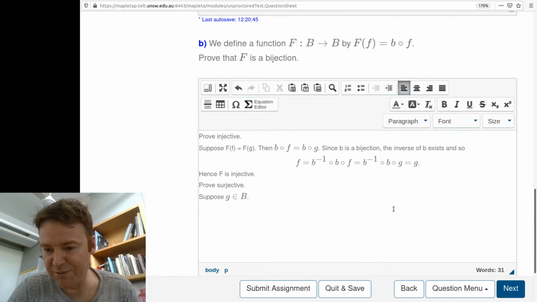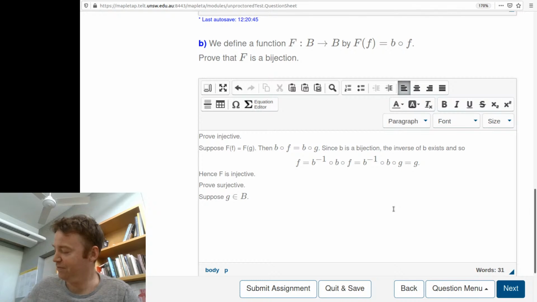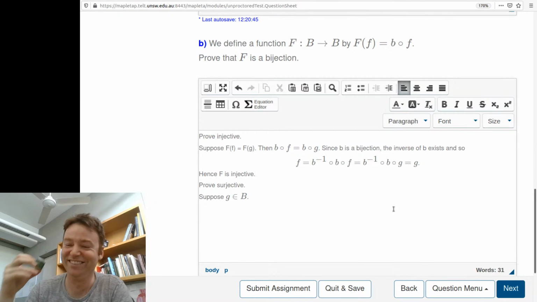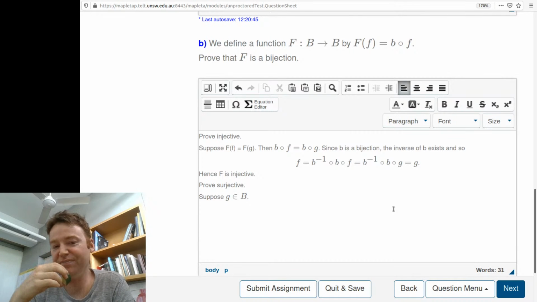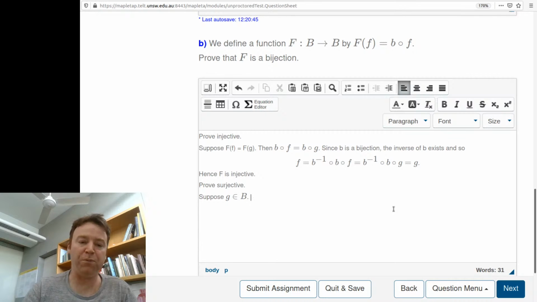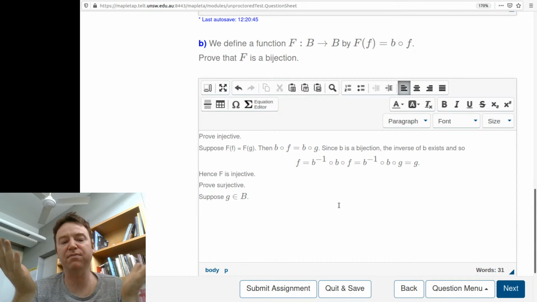Would you get penalized if you wrote b o g? No, I just think it looks prettier. Well, I just think it looks prettier to write it with the circle. Oh, no. I'm just being pedantic.